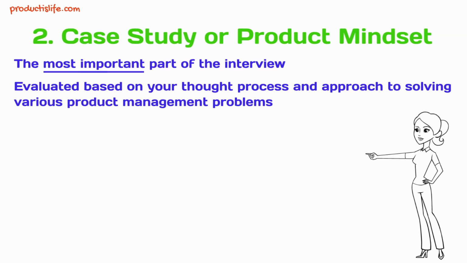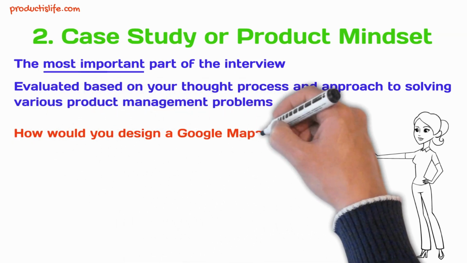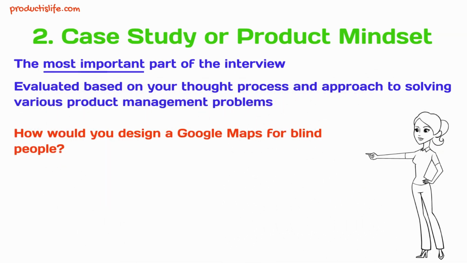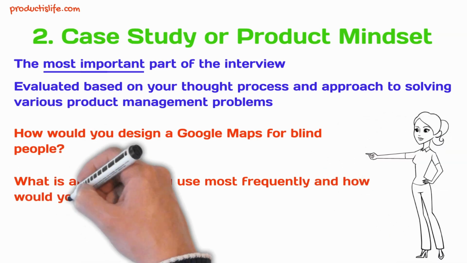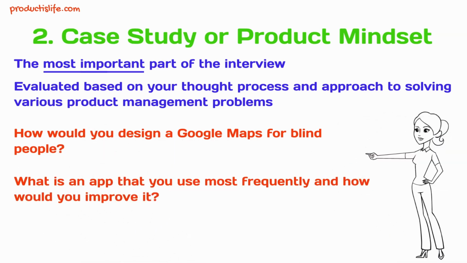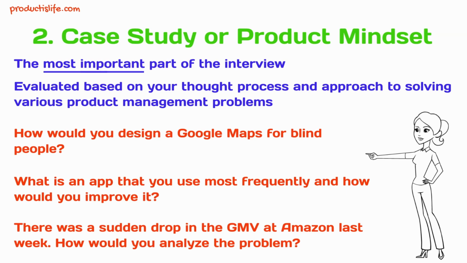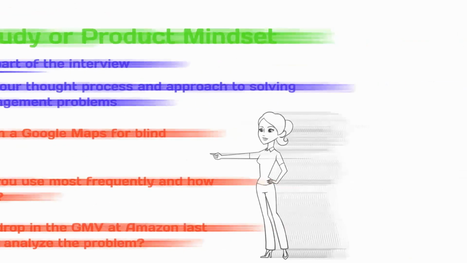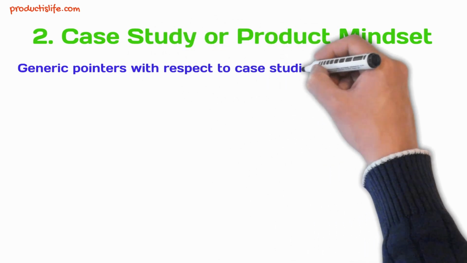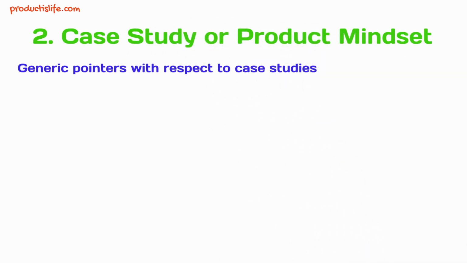For example, you can have a case study like, how would you design a Google Maps for blind people? What is an app that you use most frequently and how would you improve it? Or, there was a sudden drop in the GMV at Amazon last week. How would you analyze the problem? Now, before we get into the specific case studies, here are some generic pointers with respect to case studies.